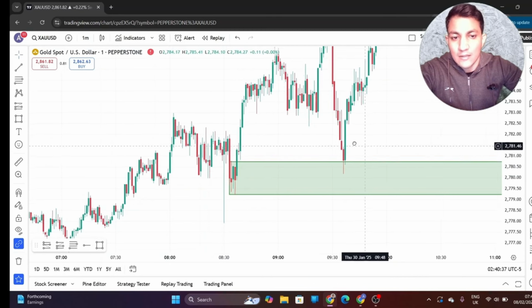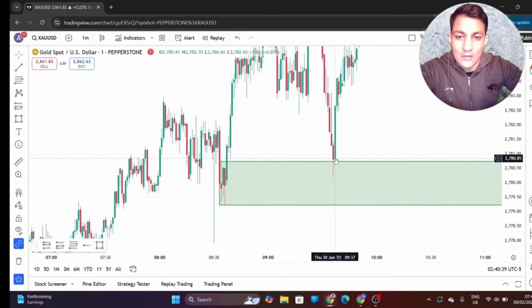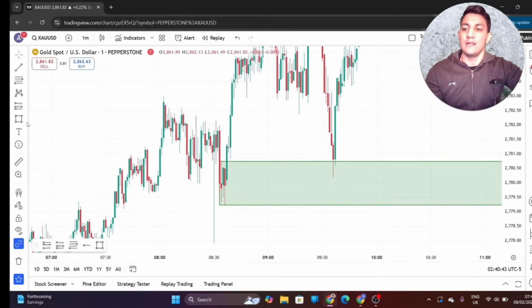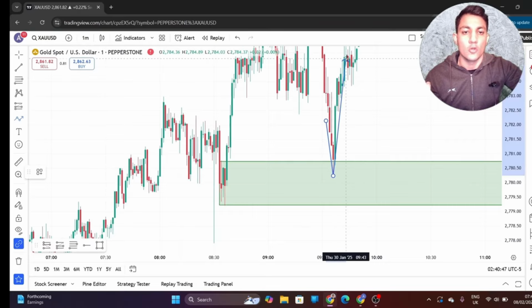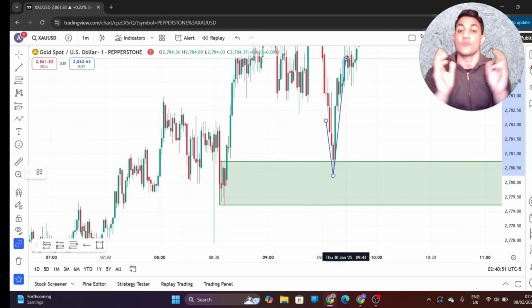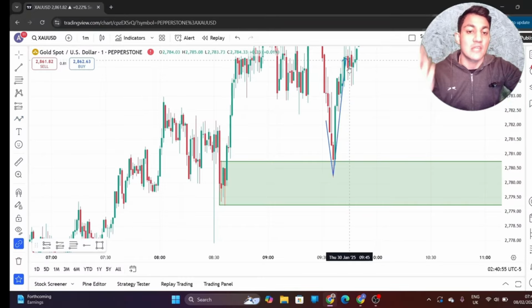And just look at the bodies, man. Look how the bodies almost perfectly respect this. They wick into it and instantly shoot off. That right there, for those who are asking, is respect of an order block. Price taps the order block, quickly and aggressively moves off in the opposite direction. That's when people say price has respected the order block, it's respected the fair value gap. That's what that means. It's tapped it and it's instantly moved off.